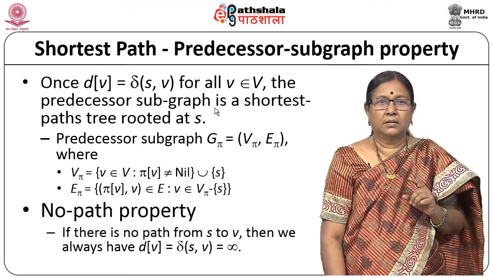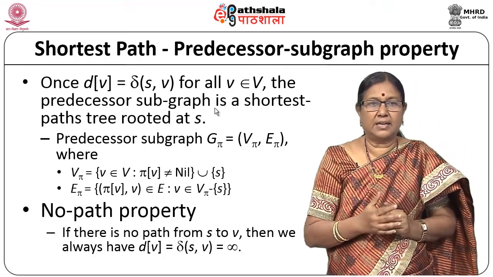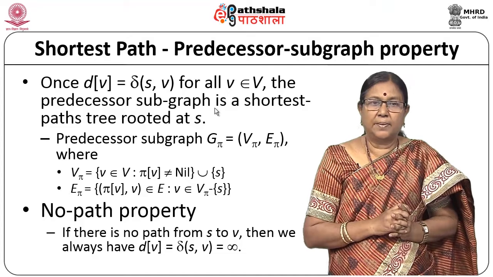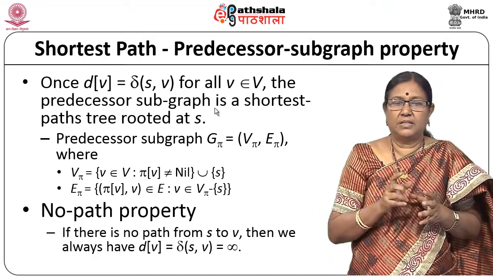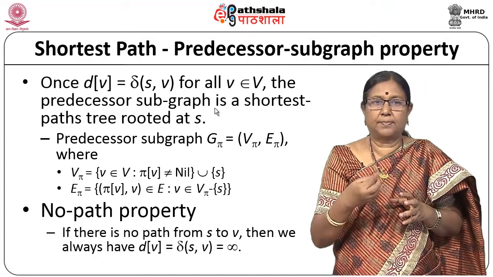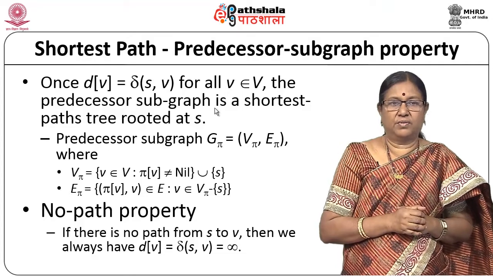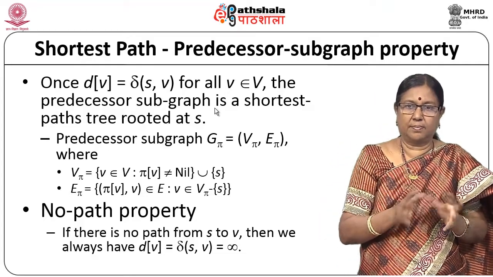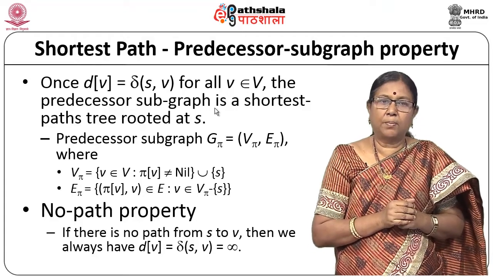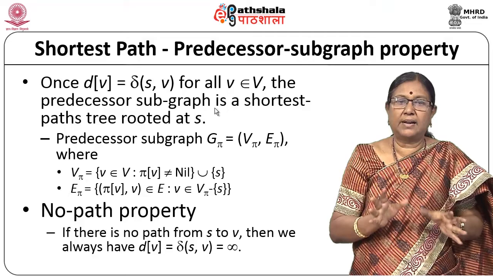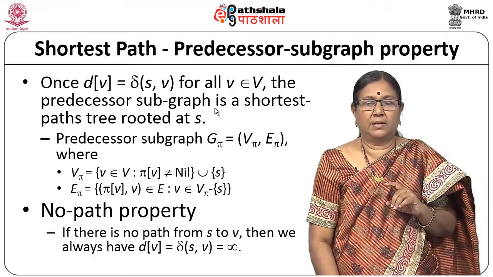Now, shortest path predecessor subgraph property: once d of V is equal to delta S V for all V belonging to the set of vertices, the predecessor subgraph is the shortest path tree rooted at S. The predecessor graph will be G of pi, where V of pi is the set of vertices, remember pi is the predecessor node, and E of pi is the edge between the predecessor and V. If there is no path from S to V, then we always will have d of V equal to delta, the estimate and the minimum weight will both be infinity.